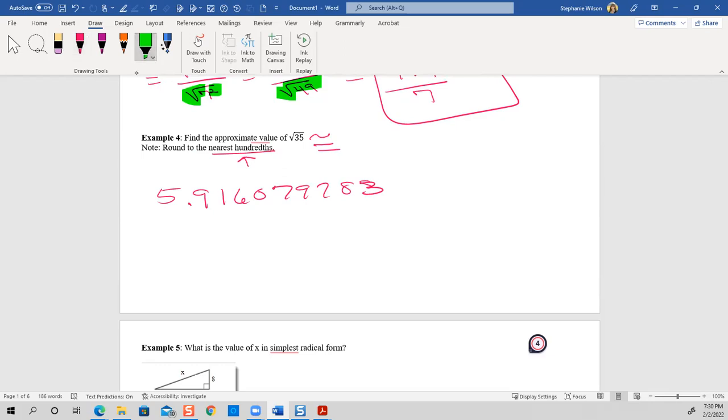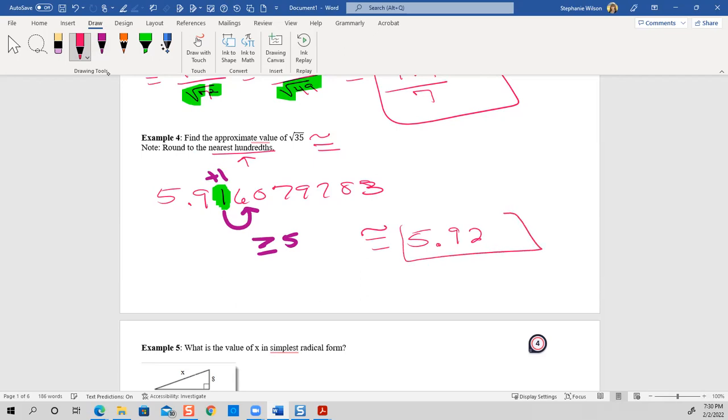So the hundredths is the second decimal place. And I need to look at the number directly behind it and say, is this number greater than or equal to 5? And all you need is a yes for one of these. If you get a yes, then we're going to add 1 to the hundredths place and drop the rest off. If you say no, then you're not going to add anything. You're just going to drop it all off. In this case, the answer is yes. So I get 5.92, and it's approximately because it's not exact.